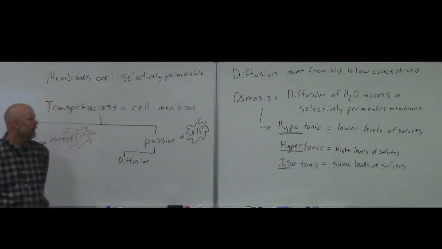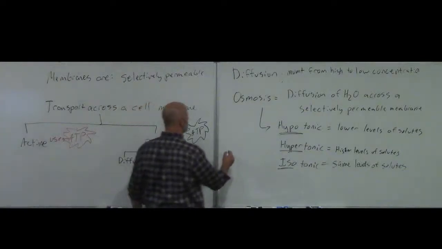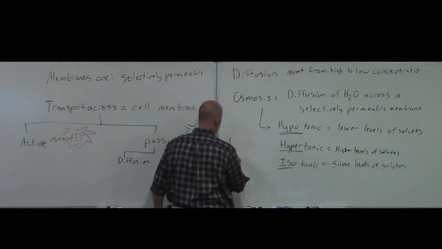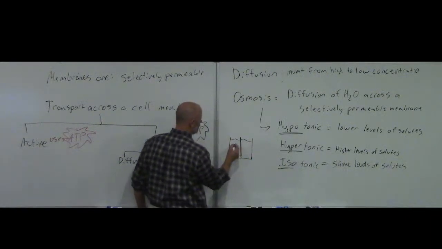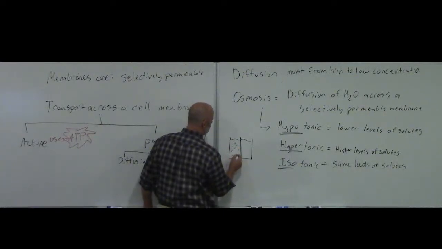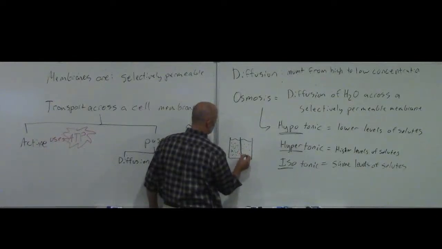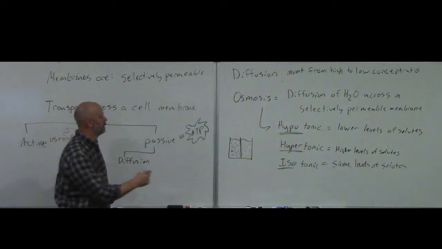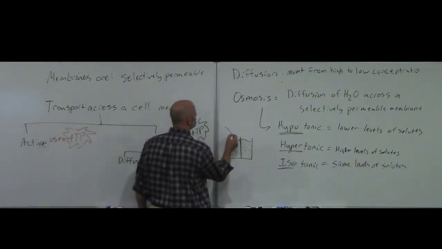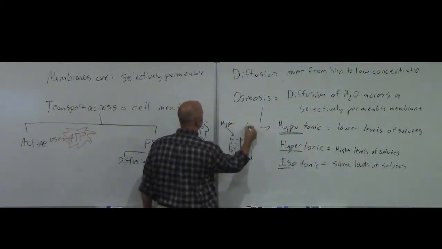So hyper, hypo, and isotonic. I'm going to draw something. You tell me which thing is which. If I have a selectively permeable membrane right here, which one is hyper, which one is hypo? The one on the left is hyper, the one on the right is hypo. Yeah, this is hyper. This is hypo.